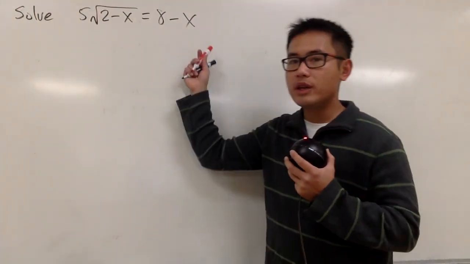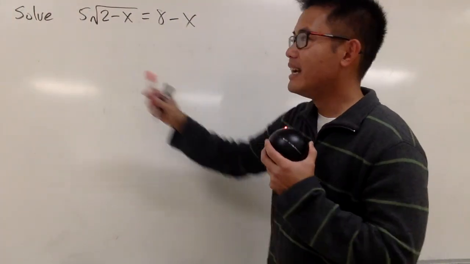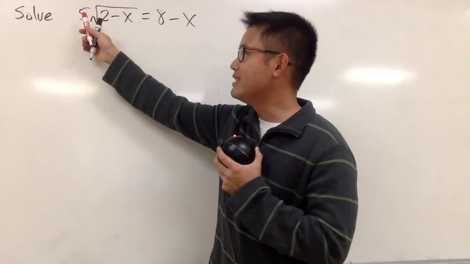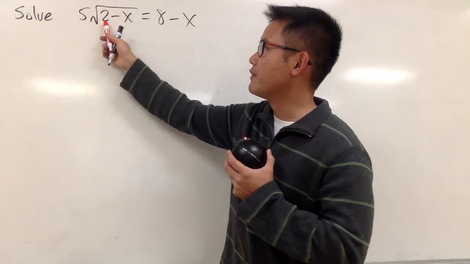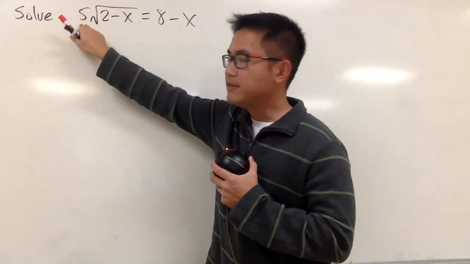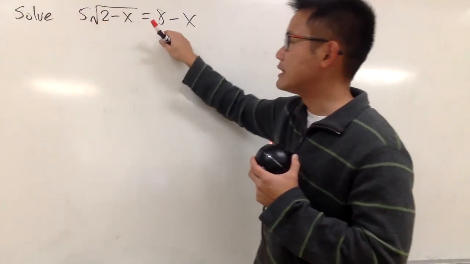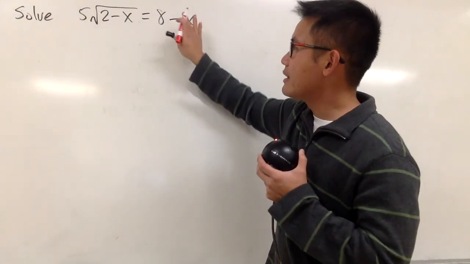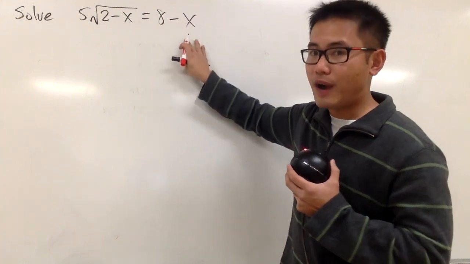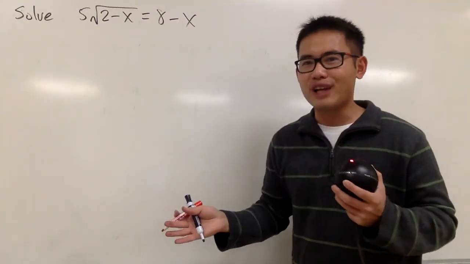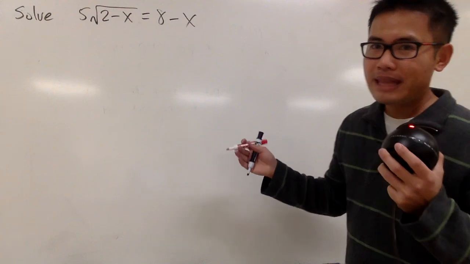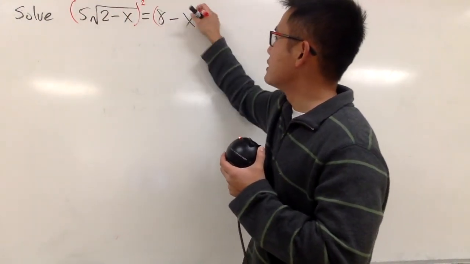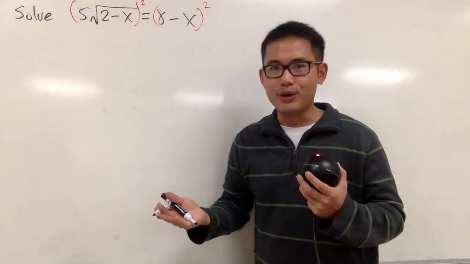Okay, we're going to solve this equation that has a square root right here, right? And ideally speaking, I want to get rid of this 5 first. And notice that this is 5 times square root of 2 minus x. To get rid of this 5, we will have to divide both sides by 5. But the problem is that if I divide both sides by 5, on the right-hand side, I will end up with a fraction. And I want to avoid fractions, of course, right? So let me just go ahead and square both sides as it is, and as long as we do it carefully, it's going to be okay.